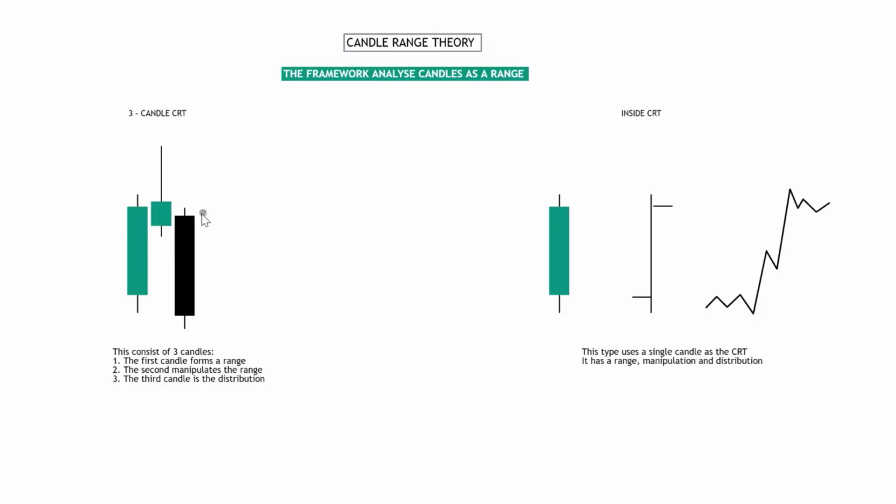So I've given a brief explanation of the three candle CRT. Now let's talk about the inside CRT. Just like I explained that a candle should be considered as a range, you can agree with me that this is a full bullish candle right here. And every candle has the opening price, which is here, and here is the closing price. The body at the top is the closing price, and the body we have right here is the opening price. Now, this is the low of the range, and this is the high of the range.